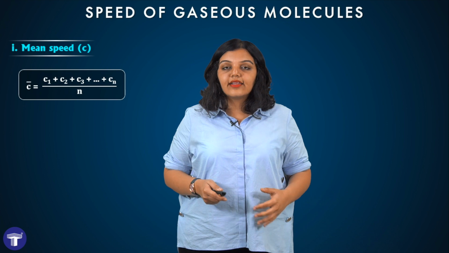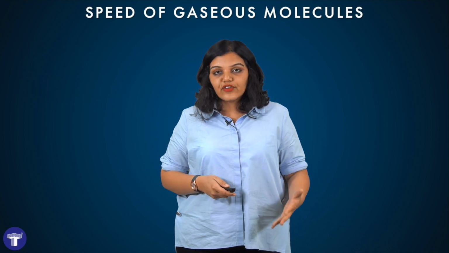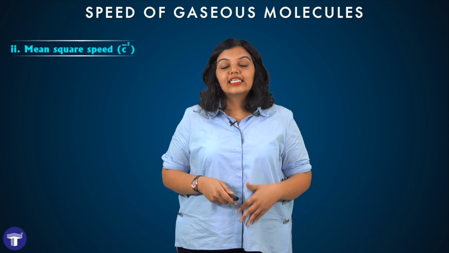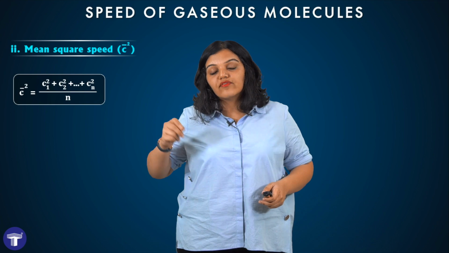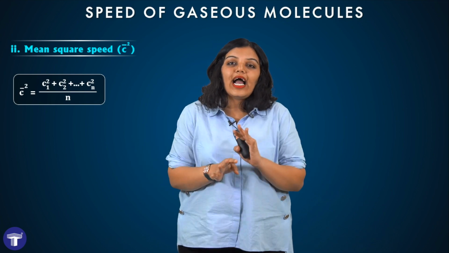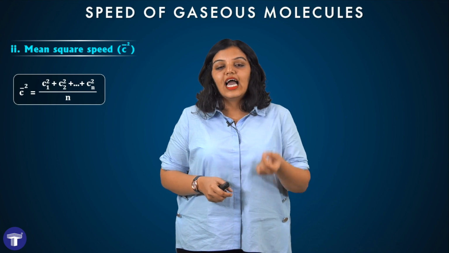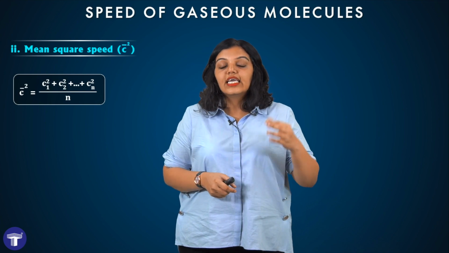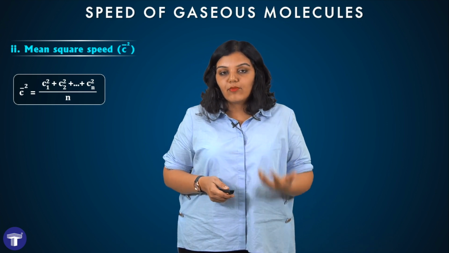To avoid this error where opposite velocities cancel out to 0, we have a different type of calculation of velocity, that is the mean square speed. In this, you square all of the speeds first, and therefore what you are adding will always be positive quantities, and no information will be lost. So mean square speed just adds up all the squares and divides it by the total number of molecules.